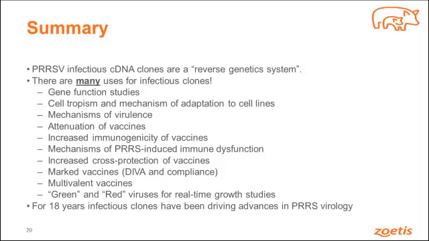So in conclusion, it's been 18 years now since the first PRRS infectious clone, and we do have a good reverse genetic system. The infectious clones have been invaluable in driving advances in PRRS virology and vaccine research.